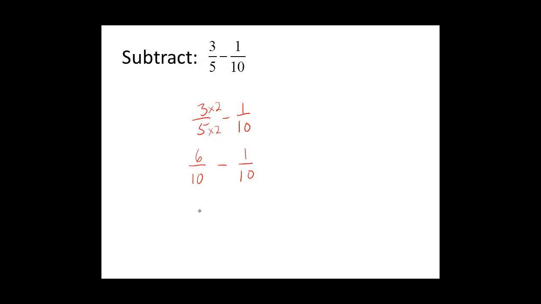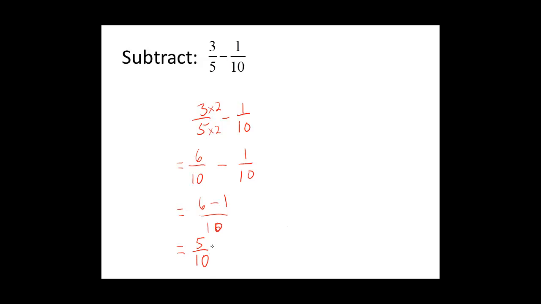Now we are ready to subtract. We subtract the numerators and keep the denominator. 6 minus 1 is equal to 5. We have the number 5/10.